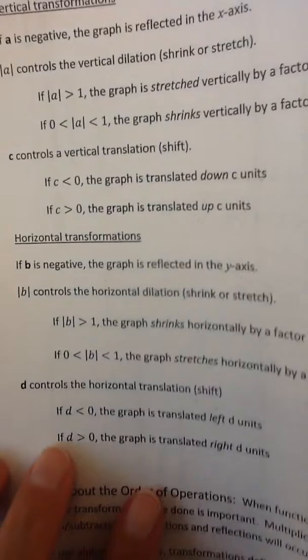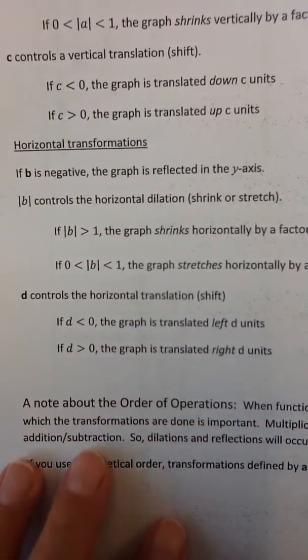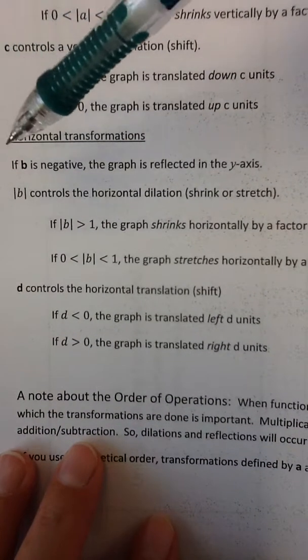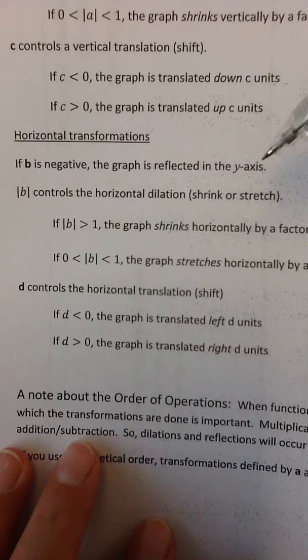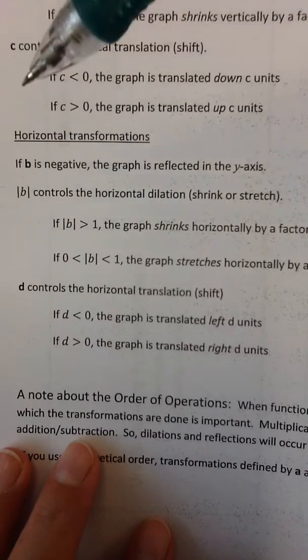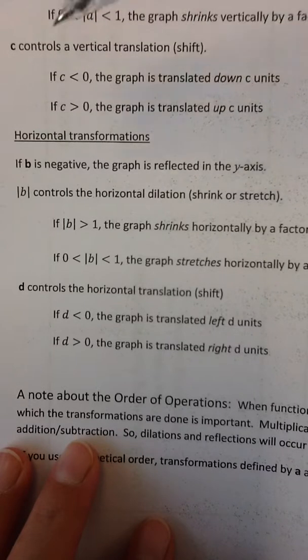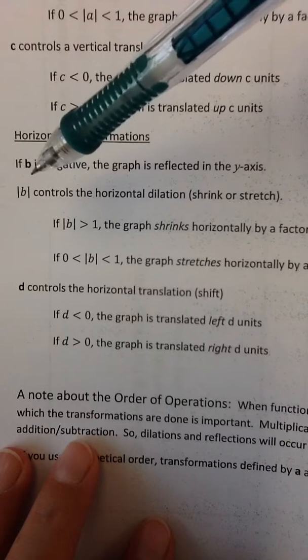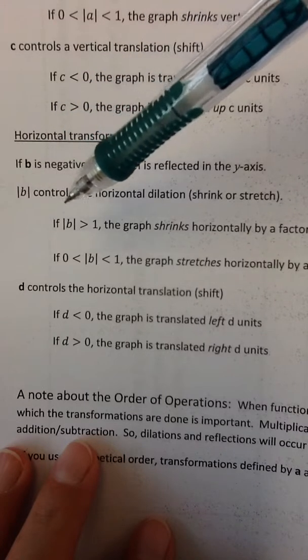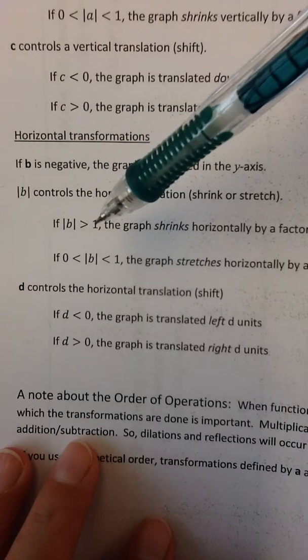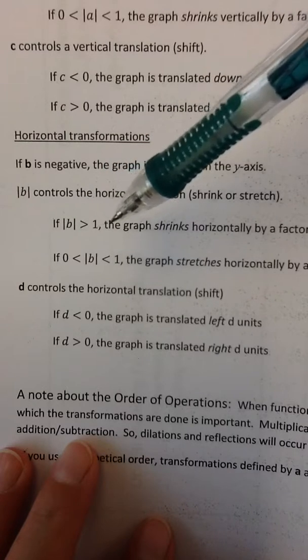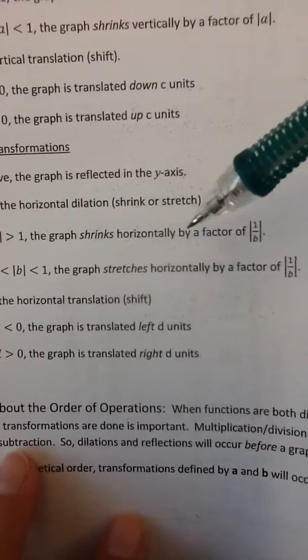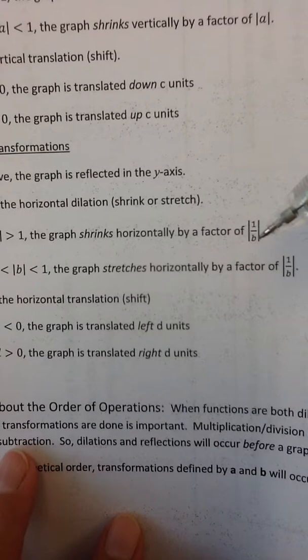You'll notice in the horizontal realm there are some things that are different. If b is negative, then we're going to reflect in the other direction. It's in the x direction, which is over the y-axis. B controls a horizontal dilation. That's what we're multiplying the x by. But in this case, if b is bigger than 1, like 2, 5, 7, it's actually going to shrink because it shrinks by a factor of its reciprocal. So if there's a 3 in front of the x, we're going to make it 1/3 as wide.